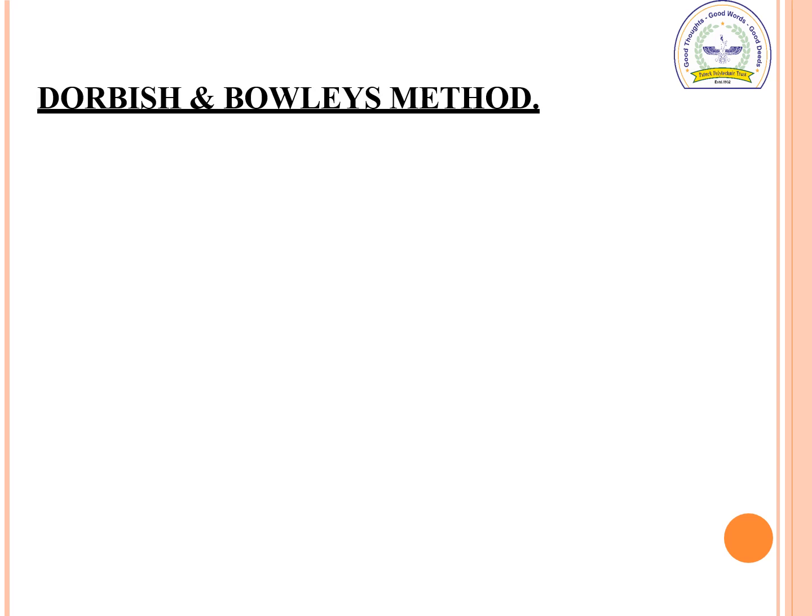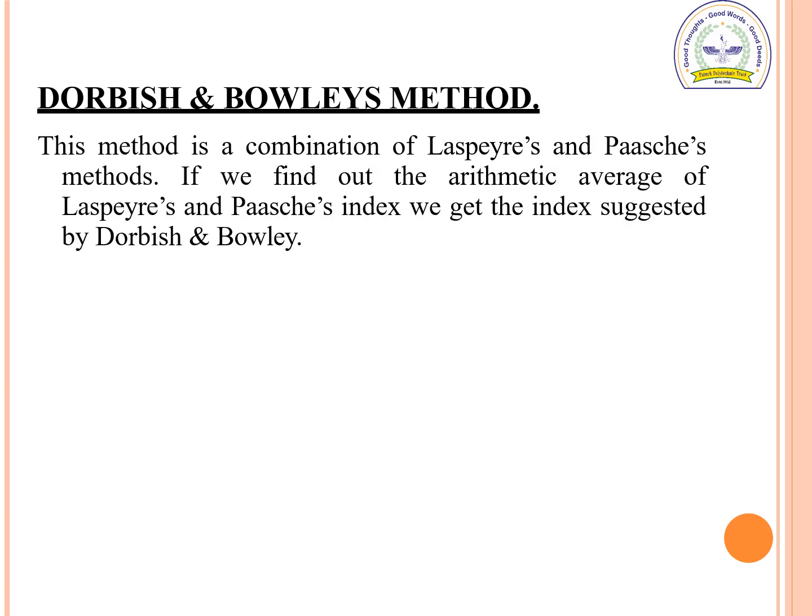Drobisch and Bowley's index number. This method is a combination of Laspeyres' and Paasche's methods. If we find the arithmetic average of Laspeyres' and Paasche's, we get the index suggested by Drobisch and Bowley. The formula for Drobisch and Bowley's index number is Laspeyres' plus Paasche's divided by 2.